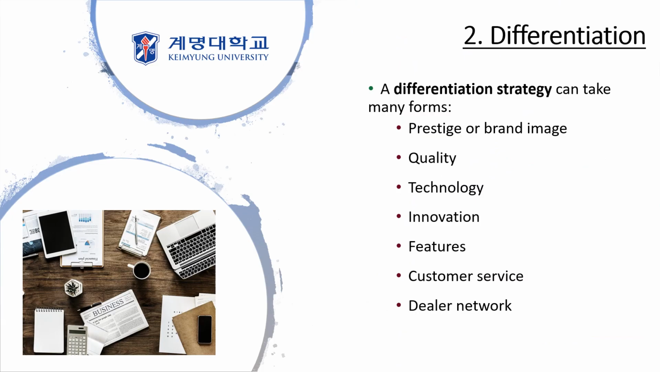Let's move on to the second generic strategy. As the name implies, differentiation consists of creating differences in the firm's products or service offerings by creating something that is perceived industry-wide as being unique and valued by customers. Differentiation can take many forms, such as prestige or brand image, technology, innovation, features, customer service, or dealer networks.